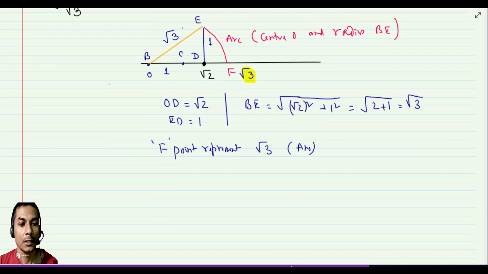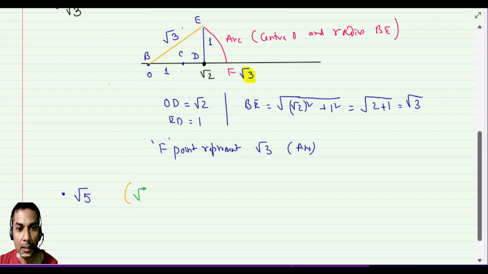Okay, next we learn another method to find out the root 5. You must remember, this is a different method but very similar to the above method. But why is root 5 so easy to draw? Because we can represent any given number, for example root 5 is equal to 4 plus 1, which is equal to 2 square plus 1. You must remember this.